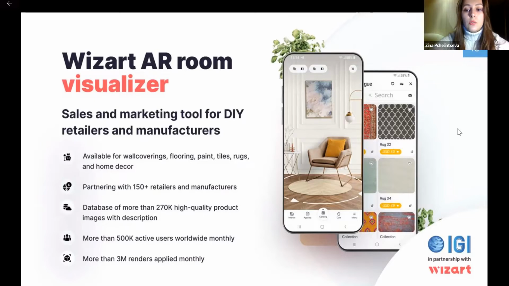We have been on the market for 5 years already, and have managed to partner with more than 150 retailers and manufacturers across the globe, and gained a database of more than 270,000 high-quality product images got directly from the manufacturers. Talking about the users, each month we get more than 500,000 active users, generating 3 million renders. This means that this tool really gets much popularity when people try to buy goods online. So it really brings lots of success to the companies.